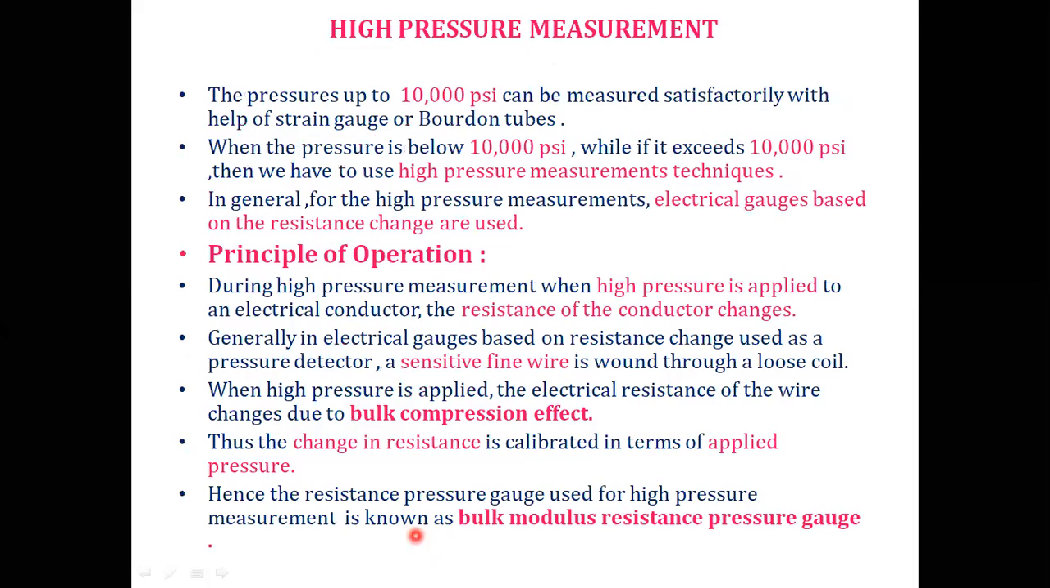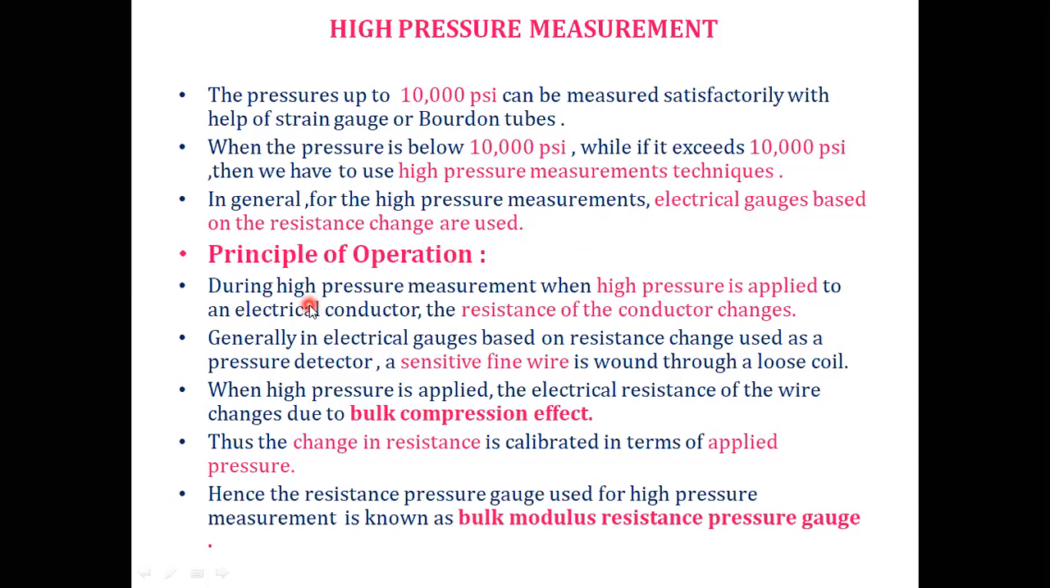In high pressure measurement, pressures up to 10,000 psi can be measured satisfactorily with the help of a strain gauge or Bourdon tubes. When the pressure exceeds 10,000 psi, then we have to use high pressure measurement techniques. In general, for high pressure measurements, electrical gauges based on the resistance change are used.